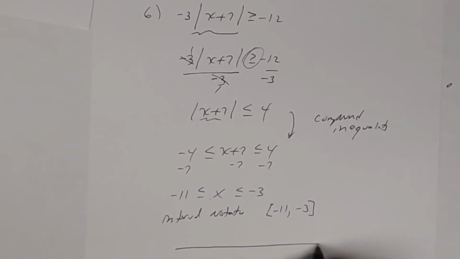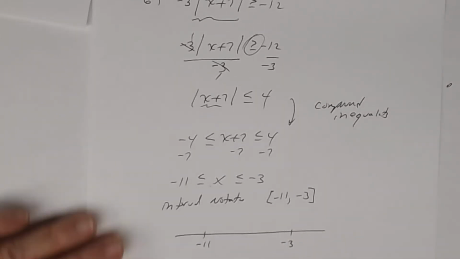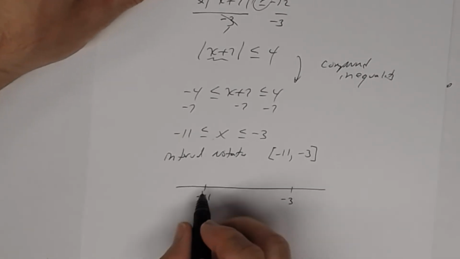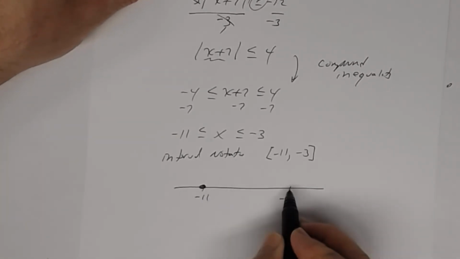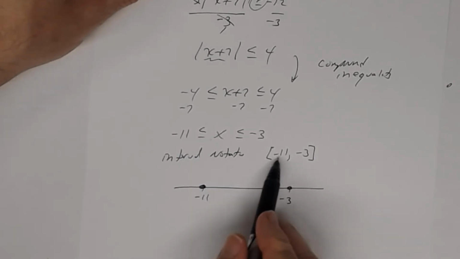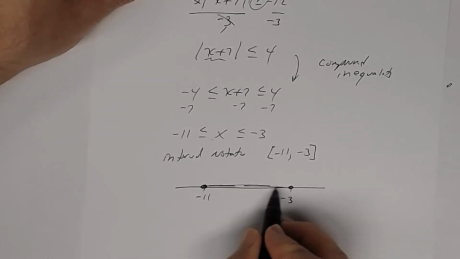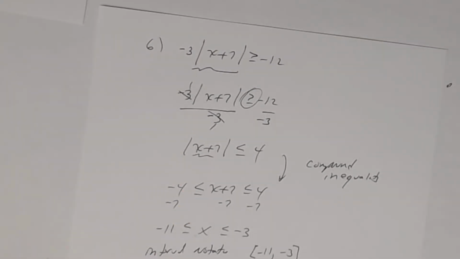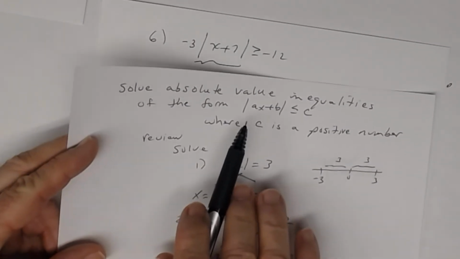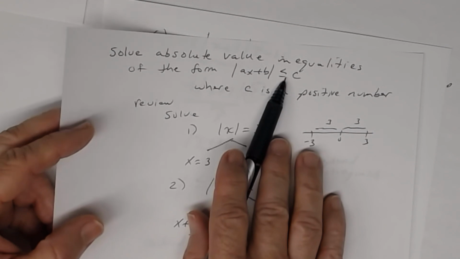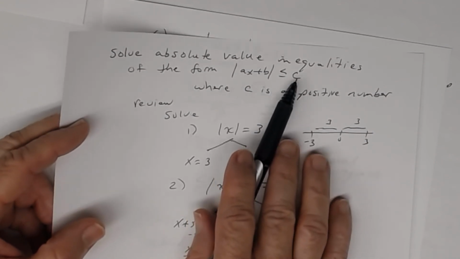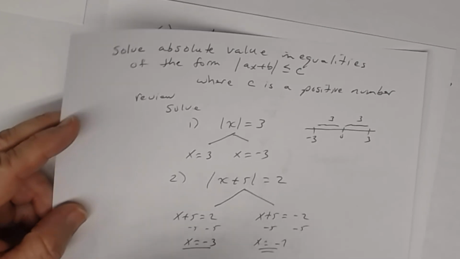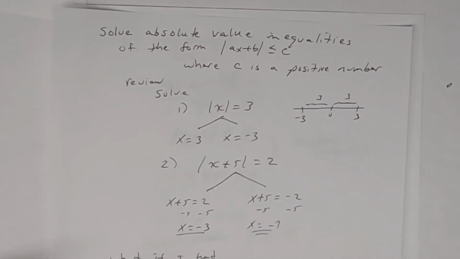And then if you were asked to graph it, here's negative 11, here's negative 3, and on negative 11 and negative 3 you're going to use closed circles because of the equal sign or the brackets, and you're going to shade in every number between them. All right? And that's it. That's how you're going to solve an absolute value less than inequality with this number here being positive. Okay, so that is the end of this lesson.